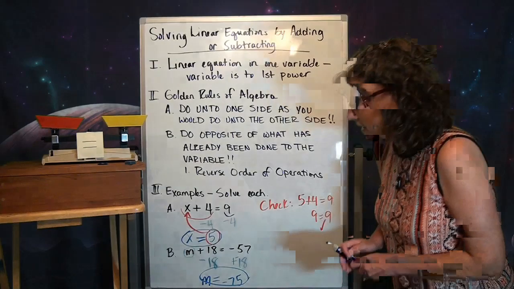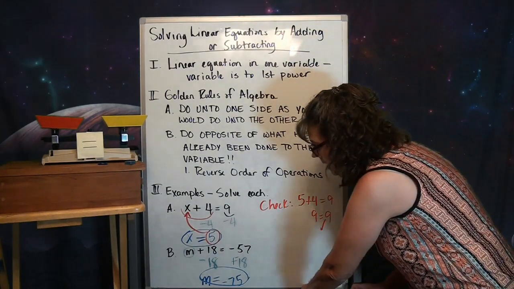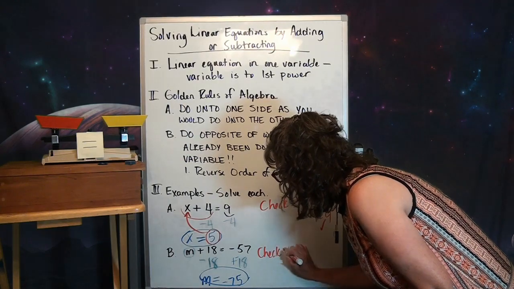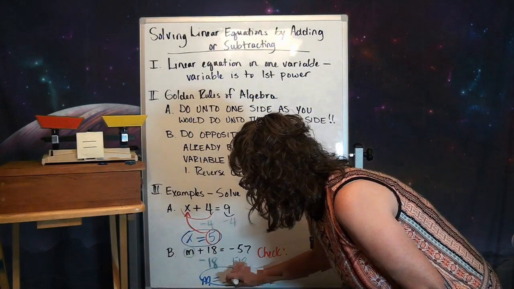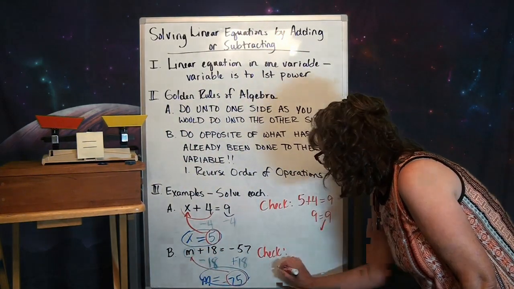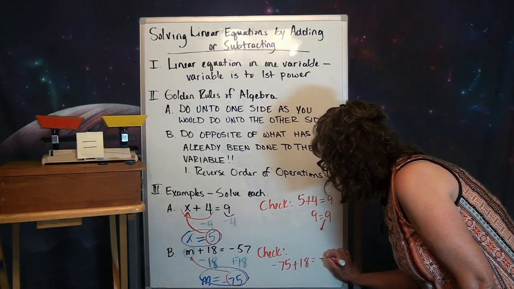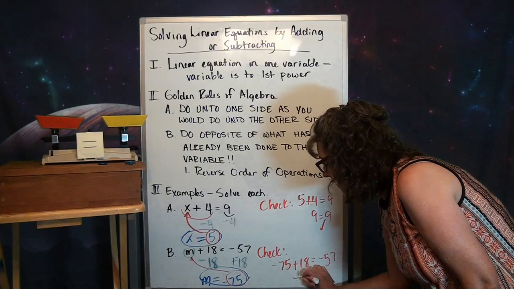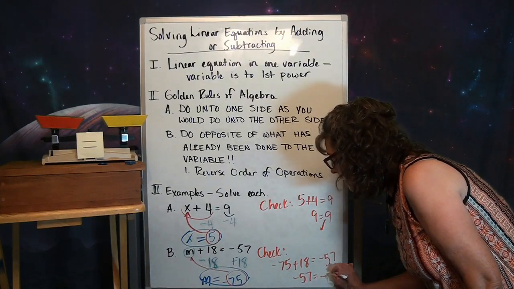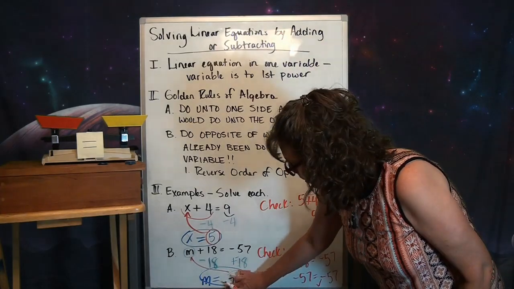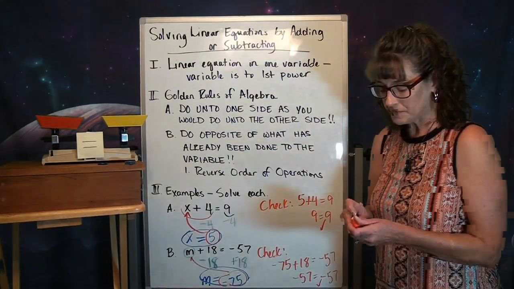And like I said, I can check this. And the way that I'm going to check it is I'm going to take that negative 75 and put it where I see that m right there. So negative 75 is going to go up here. And a negative 75 plus 18 does in fact give me a negative 57. So I know, yes, this is right. And my solution that I came up with really is the right answer.